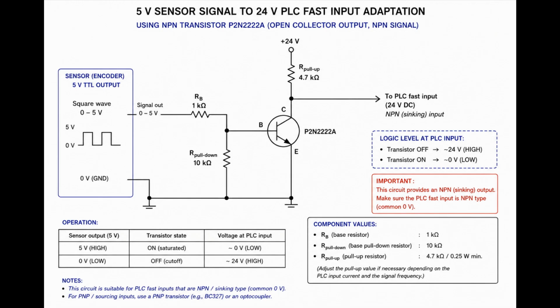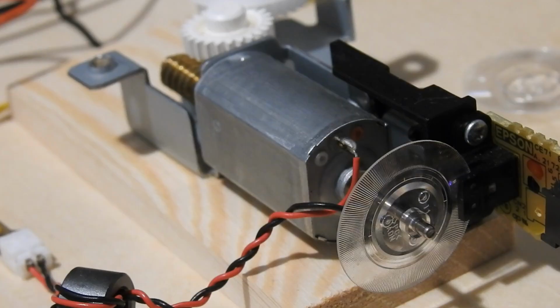The PLC input must be a 24 volts NPN sinking input. The PLC input provides current internally, and the transistor pulls the input down to 0 volts when it is on. If the PLC input is PNP sourcing, this circuit will not work. In that case, a different interface, such as a PNP transistor stage or an optocoupler, is required.